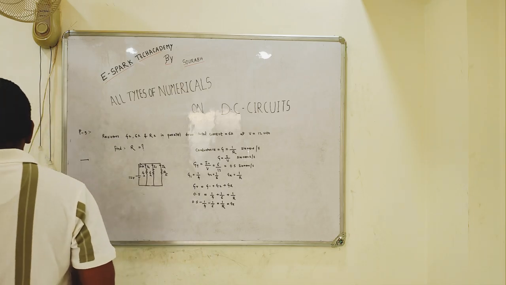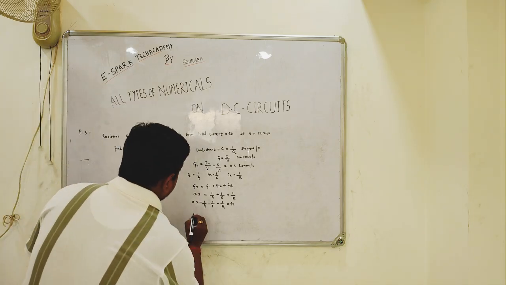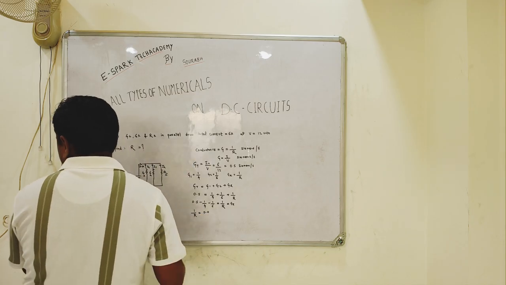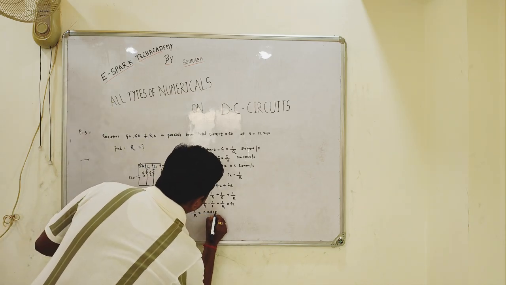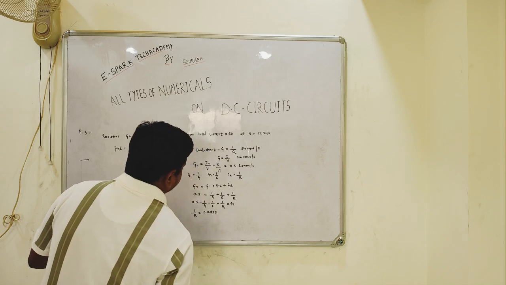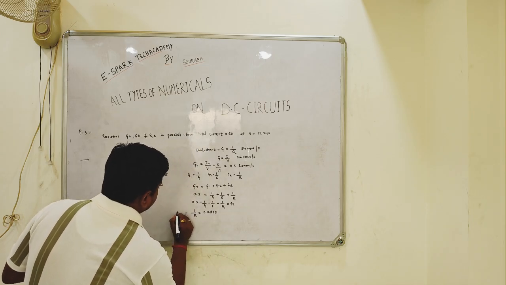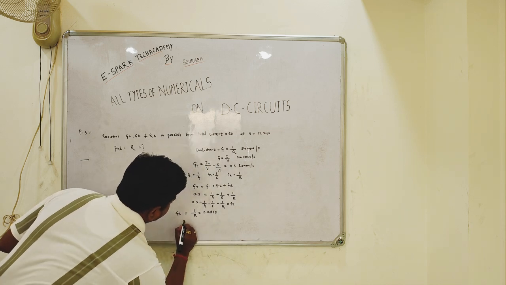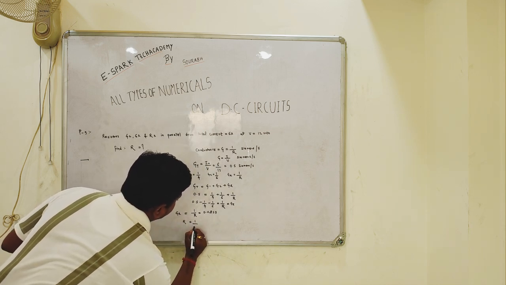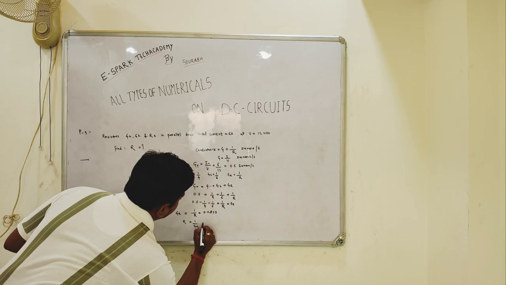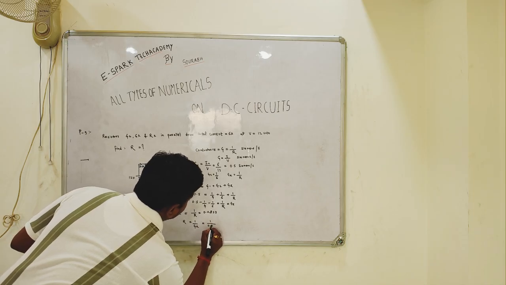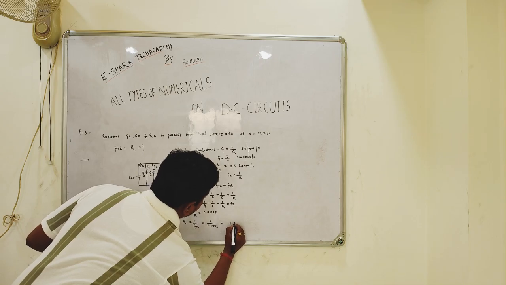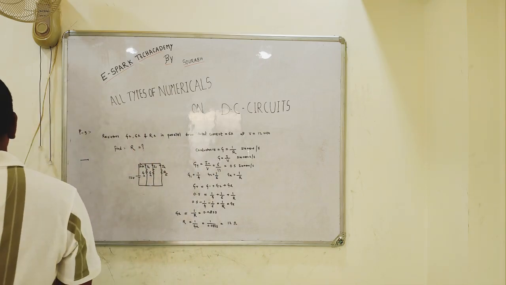You will be getting the answer as 1 by R equal to 0.0833. Now in the problem they have asked us to calculate R. R is nothing but 1 by GR. We will be getting 1 upon 0.0833 as 12 ohms. This is the answer.